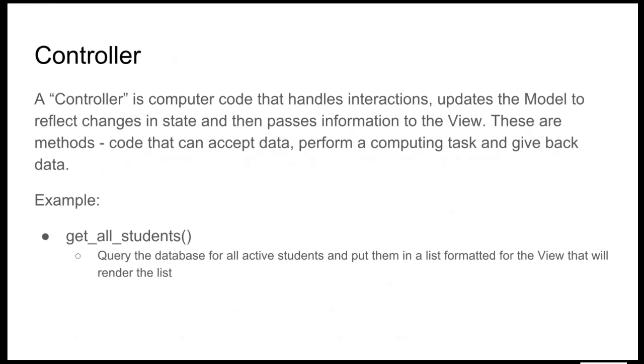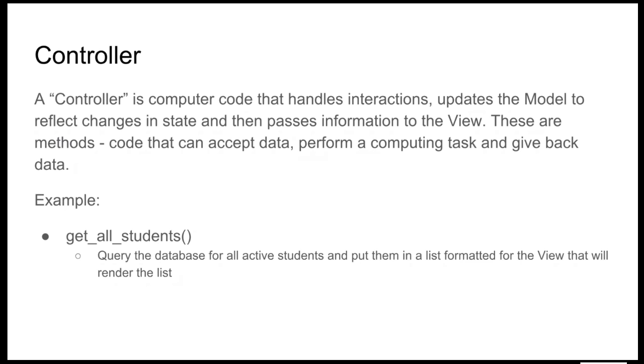So what really is this computer code in a controller? They are methods or functions or whatever you're going to call them. It's code that can accept data, perform some computing task, and give back data. Here's an example, one we've been talking about all through this presentation. GetAllStudents(). The two little open and closed parentheses on it indicate that it's a function or a method. It's a piece of code meant to take in some data, process, and then spit out some data. So what does it do? Well, it queries the database for all active students, puts them in a list, formatted for the view that will render the list.